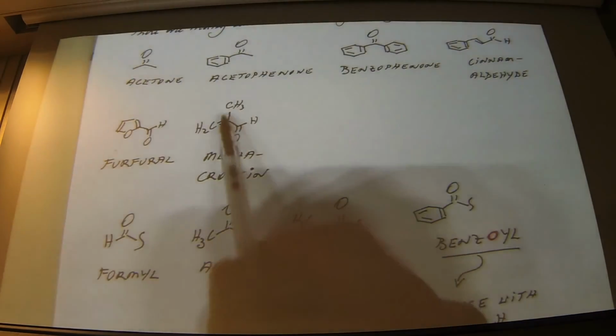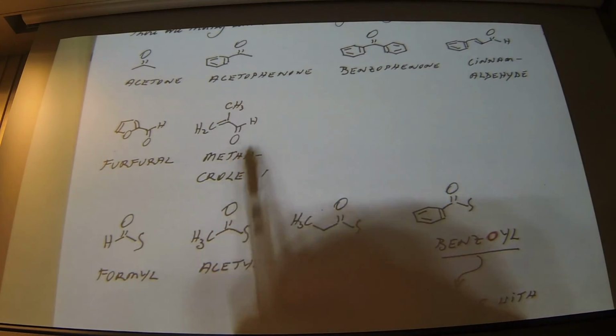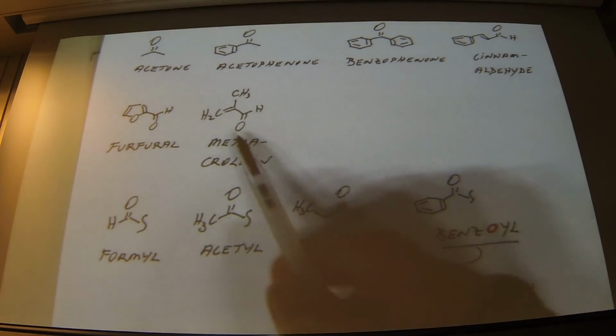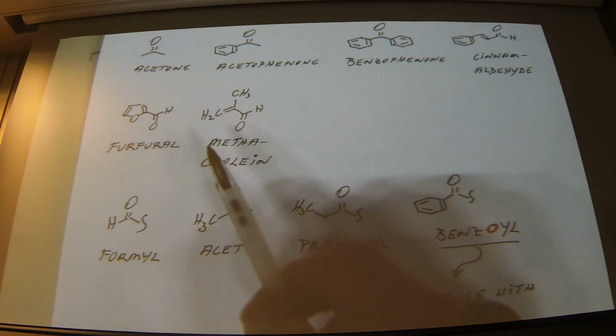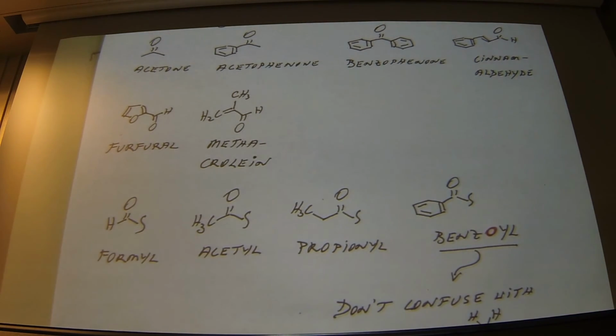Okay, methacrolein. Acrolein is the compound that just doesn't have the methyl. If I put methacrolein, then it's a methyl compound. These are compounds used in plastics manufacturing.